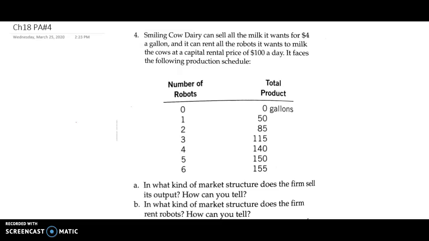This video is going to cover problem number 4 in Greg Mankiw's Principles of Microeconomics. The chapter is about the markets for the factors of production, and this one gives us a pretty standard number of capital and then total output. A good one to practice on.